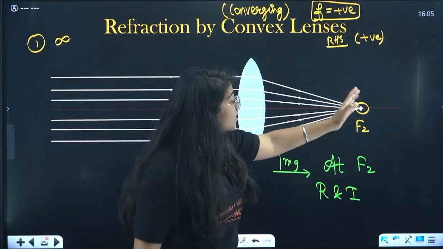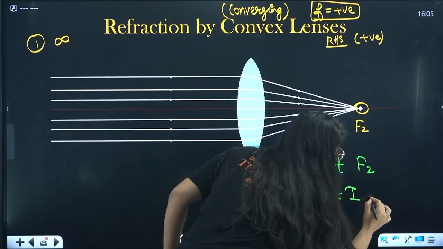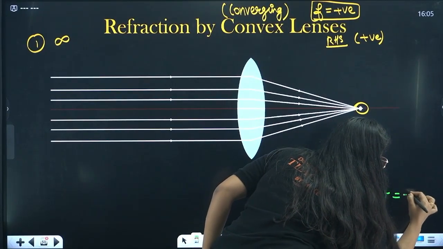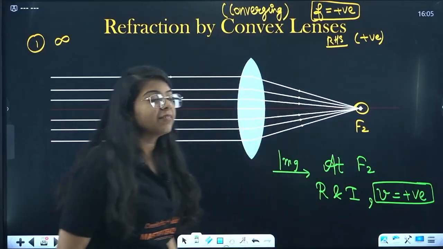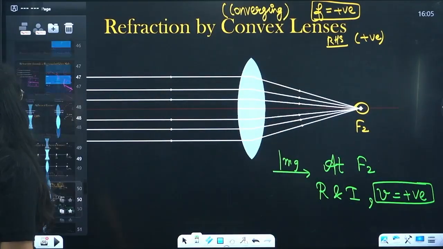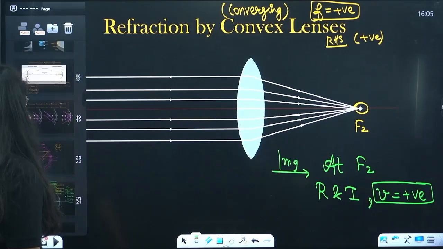But in lenses, it is forming on the right hand side. That means here, the image distance is positive for real and inverted, and not negative, just like in the case of concave mirror. Let me go and show you. Actually, this is very important.